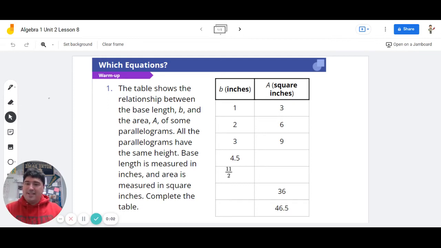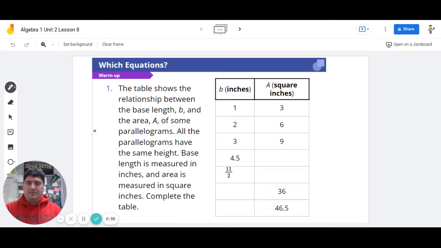Hi, we're starting on lesson 8 in Unit 2 of the Algebra 1 book. This begins with "Which equation?" We're going to determine it based on the table. The table shows a relationship between the base length B and the area A of some parallelograms. All the parallelograms have the same height. Base length is measured in inches, and area is measured in square inches.